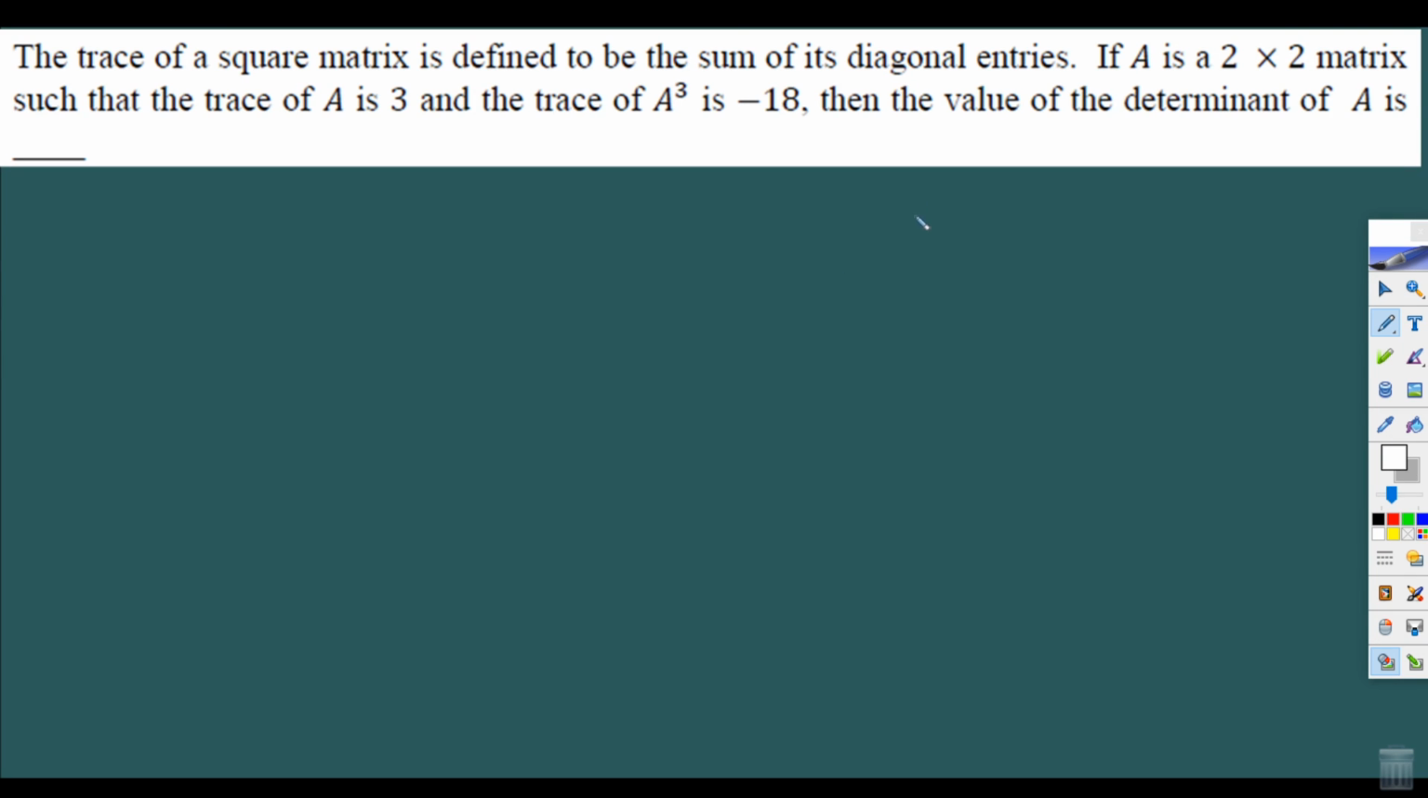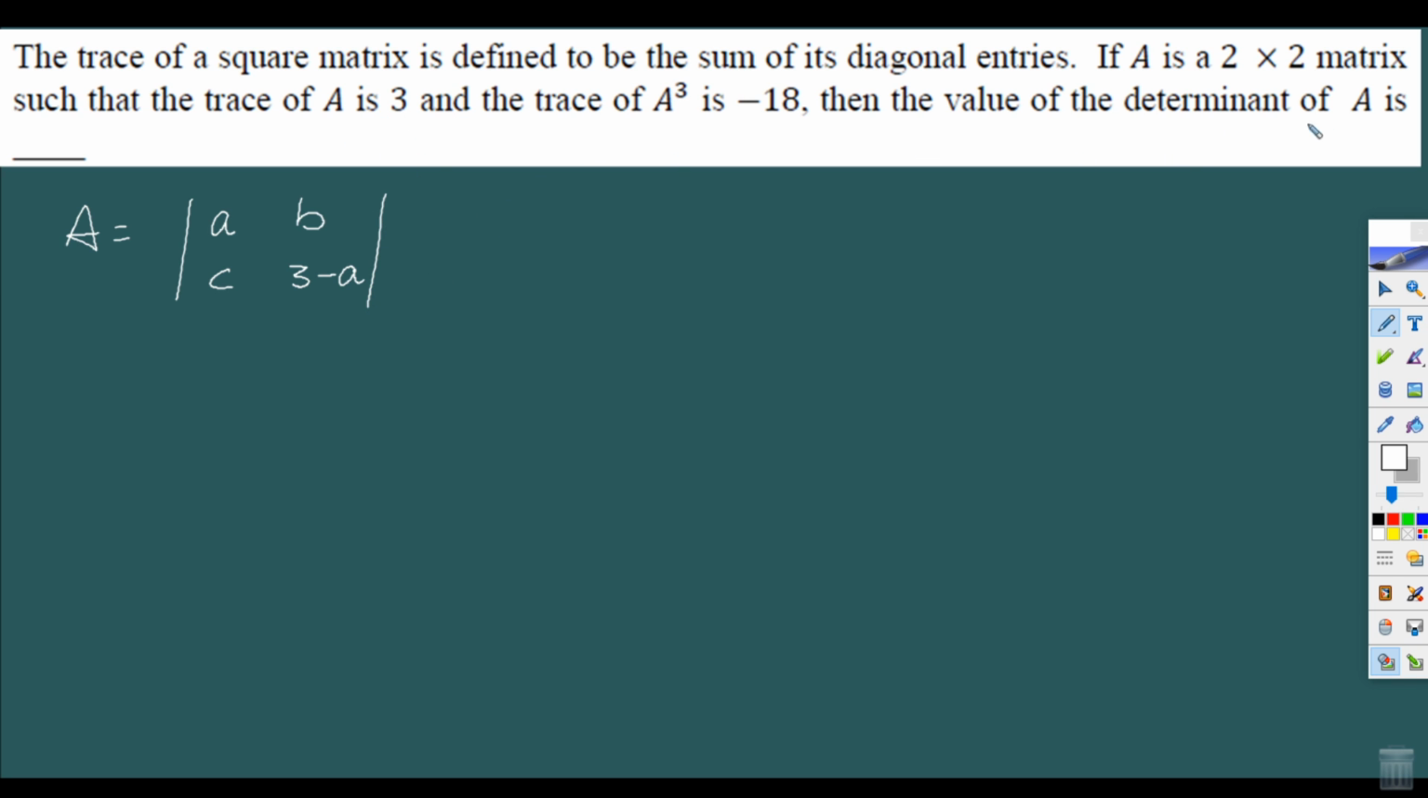Let's look into this question of matrices of JEE 2020. It says that A is a matrix of dimension 2 cross 2 and such that trace of A is 3. So I start working on matrix A as A, B, C, D. Instead of D, I take it as 3 minus A, as trace is already given to be 3.